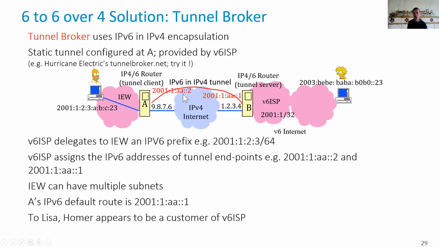This is typically done without any other intermediate layers. Here it's strictly IPv6 and IPv4. In particular, the tunnel is not encrypted, which is fair enough because if you want to encrypt the packets you send, it's your responsibility, but you can do that at a higher layer. So to the rest of the world, to Lisa, for example, Homer here, using such a tunnel, appears as a customer of Hurricane Electric because the packets will be put on the V6 internet from this point here.